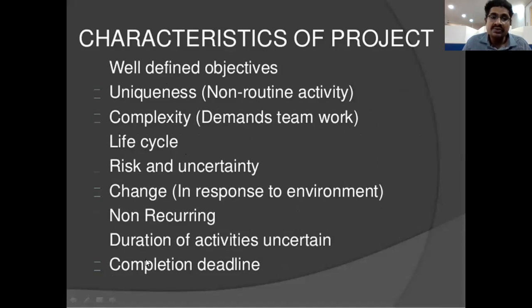So here, these are a few characteristics of a contract. Look at this. First one is uniqueness, non-routine activity. Projects or contracts themselves are non-routine activities. It is a one-time, single activity. Suppose we take the example of a flyover. Flyover construction is a contract or a project. It is a single task. The total accomplishment of a bridge is a single task, not a routine activity.